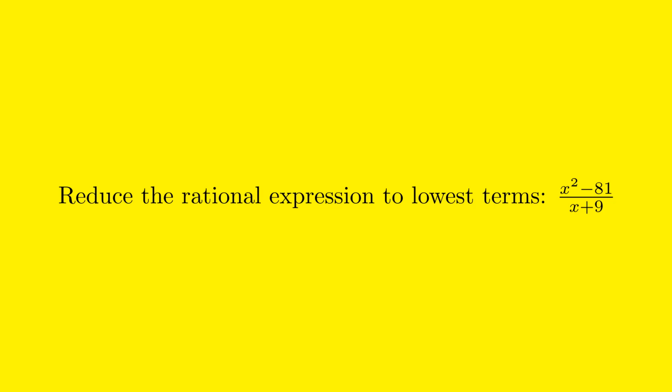Today, we will be learning how to reduce the rational expression x squared minus 81 divided by x plus 9 to its lowest terms. This process involves simplifying the expression by factoring and canceling out any common factors. So, let's get started with solving this problem step by step.